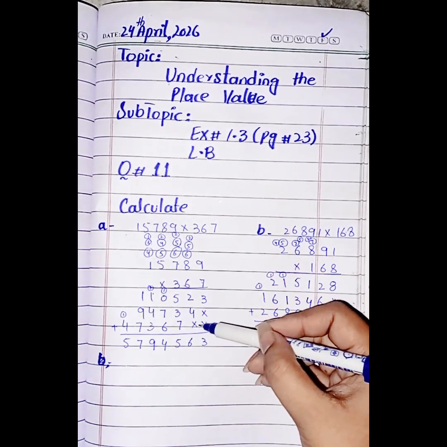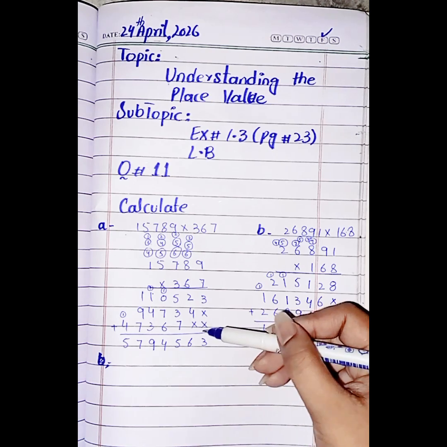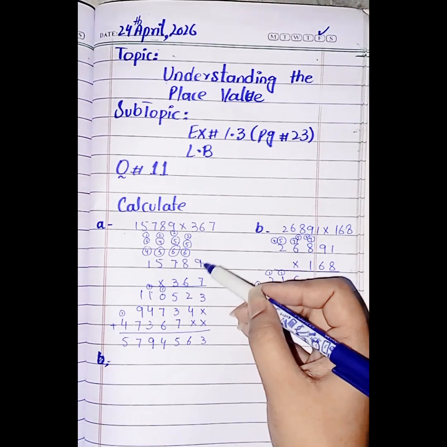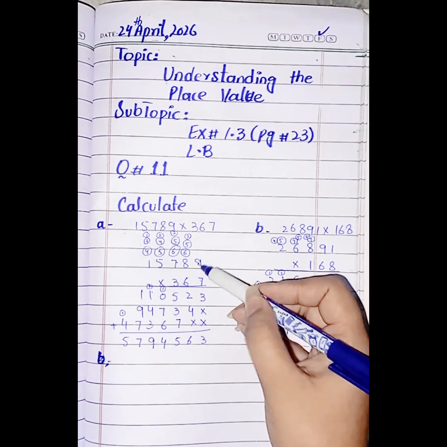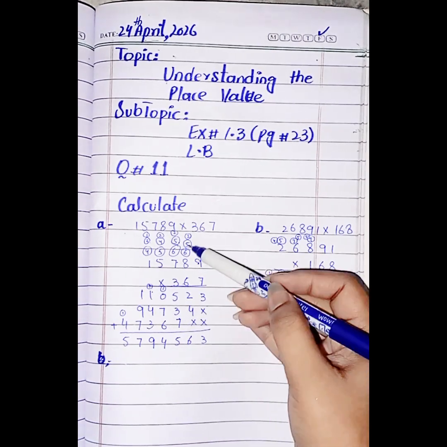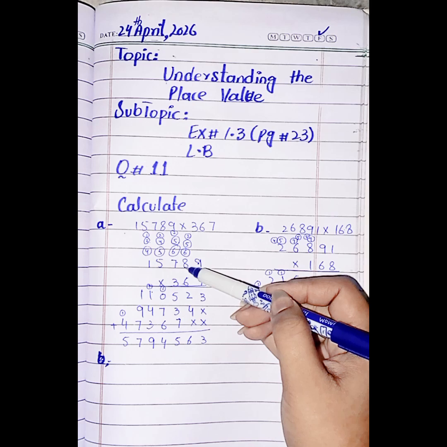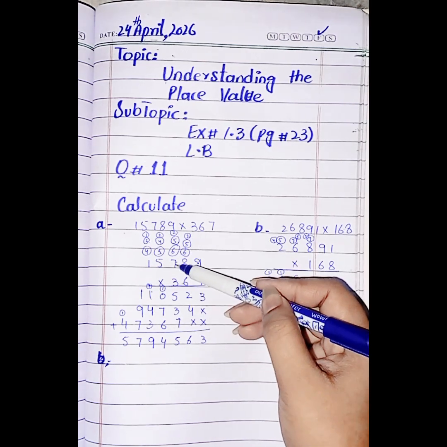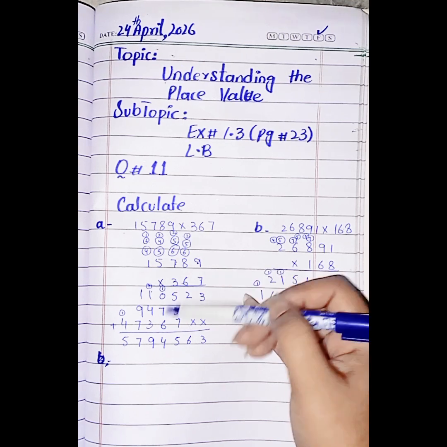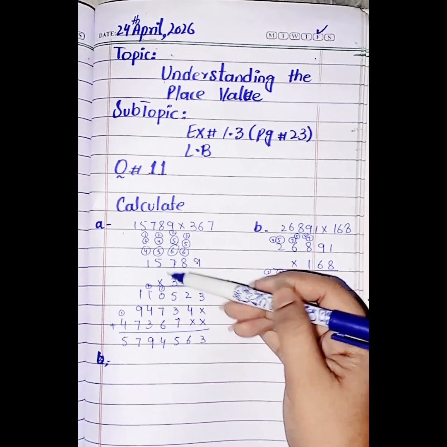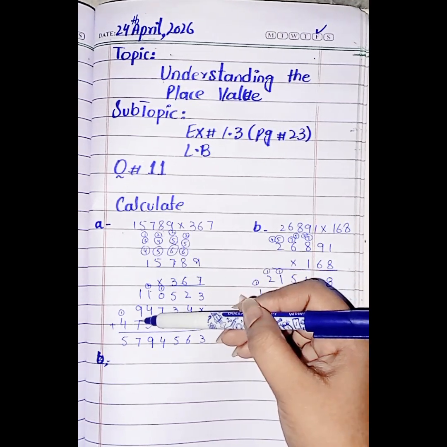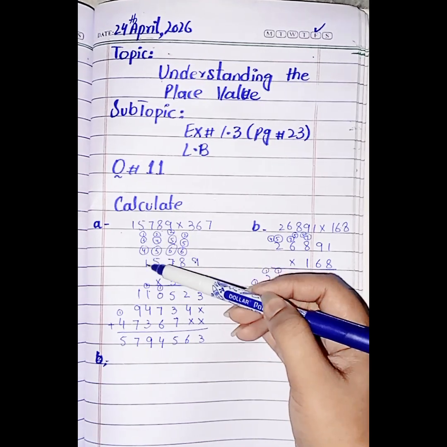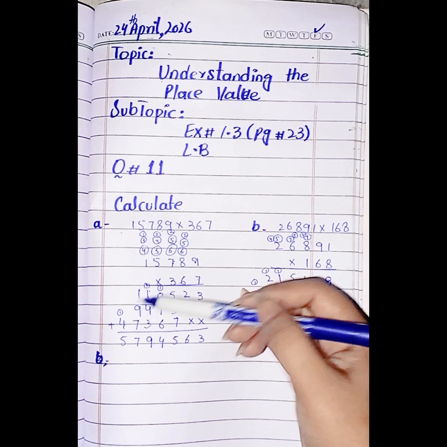Now put two signs of multiplication here. You can also write 0 instead of this sign of multiplication. 3 nines are 27, write 7 here and 2 will be the carry. 3 eights are 24 and 2 is 26, write 6 here and 2 will be the carry. 3 sevens are 21 and 2 is 23, write 3 here and 2 will be the carry. 3 fives are 15, 16, 17, write 7 here and 1 will be the carry. 3 ones are 3 and adding 1, 3 and 1 is 4, write 4 here.